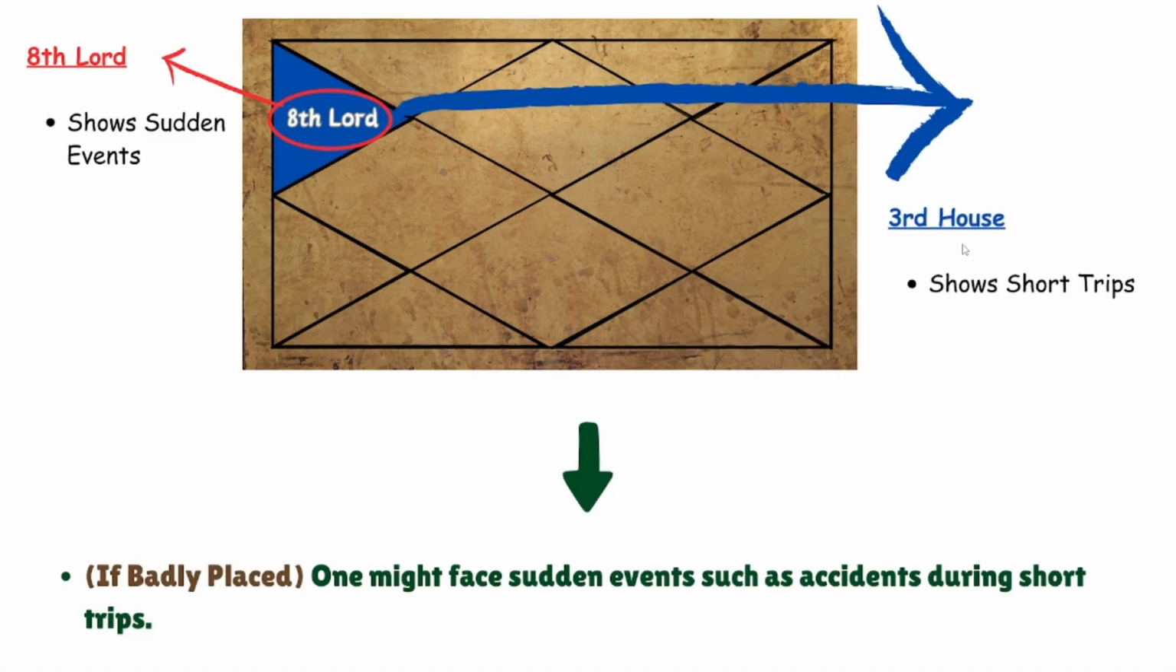Now, eighth lord shows sudden events in one's life, and third house is the house of short trips. So, if this is badly placed, then one might face sudden events such as accidents during short trips. Okay, especially when this dasha period is active. So, during this dasha period, one has to be very careful while driving a vehicle.